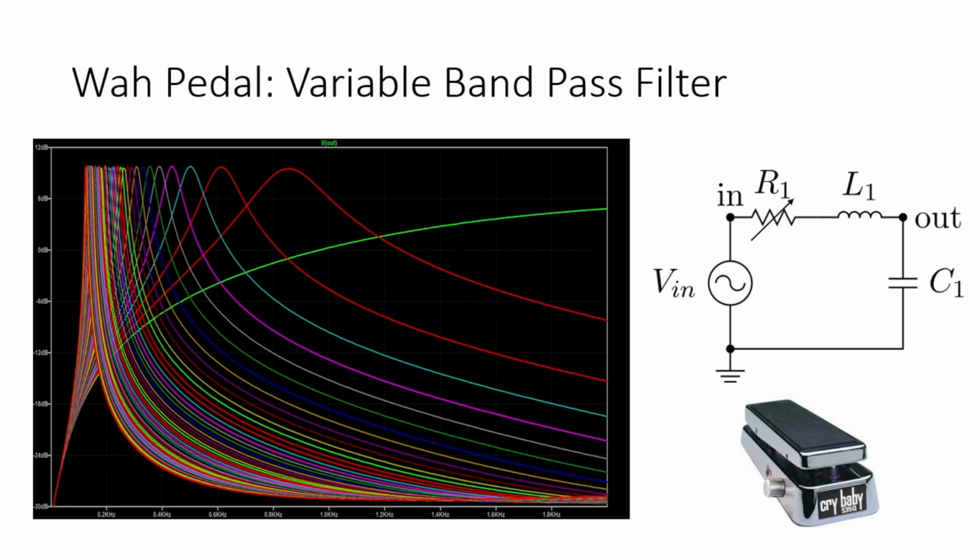So the next question is, how do we implement this filter in real life? Practically, a bandpass filter is implemented using RLC components, and if we make this R variable, which is what this pedal is used for, then we are able to sweep the center frequency of the bandpass filter.